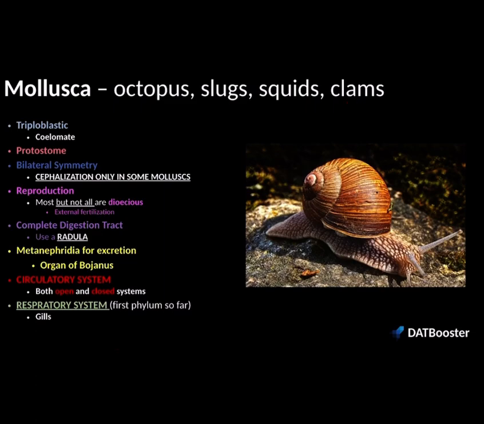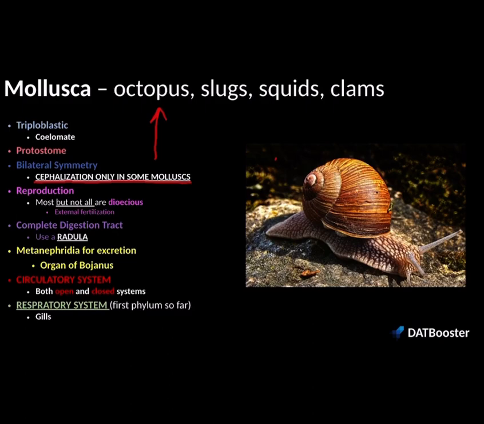Just like annelids, they are triploblastic and they are coelomates, so they have a true coelom. Because they're coelomates, we now have to consider if they're a protostome or a deuterostome, and they're a protostome, which means that their mouth forms first. Of course, they have bilateral symmetry found in their body plan because they're triploblastic. And let's talk about cephalization real quick.